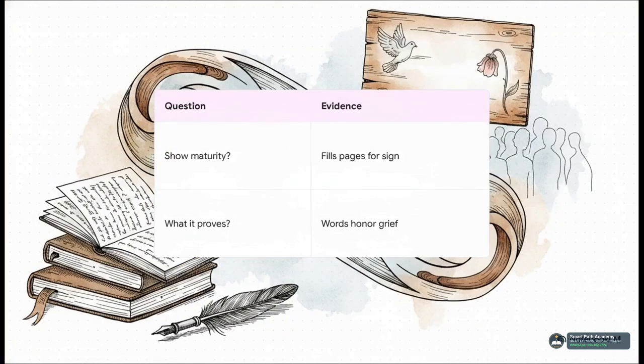Now, whenever you answer a question about a theme, you got to have text evidence. Let's say a test asks, how does Elijah show maturity? You can't just say, because he works hard. Nope, you need the proof. The text evidence is that he fills pages and pages to find the exact right words for a job that pays a single nickel. And what is that proof? It proves he gets it. He completely understands that words have the immense power to honor grief and freedom.